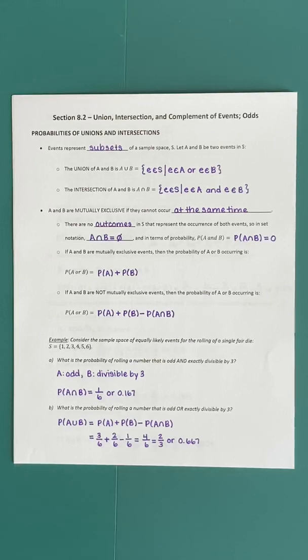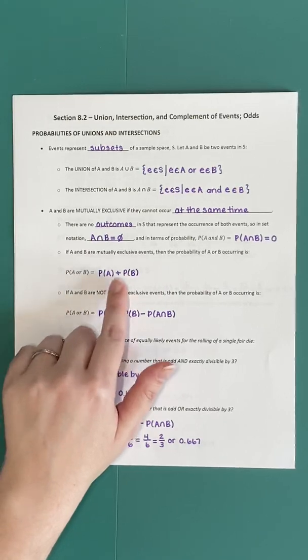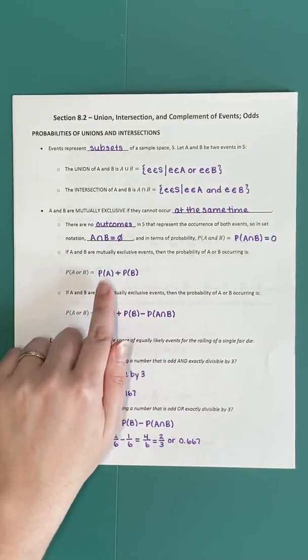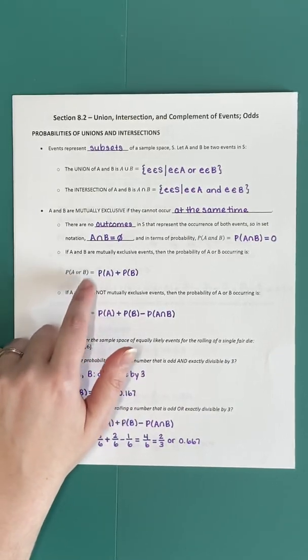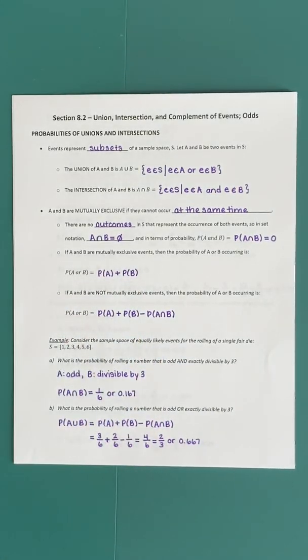Now, if A and B are mutually exclusive, then the probability of A or B occurring is just going to be the probability of the first event plus the probability of the second event. Think of this in a sense as combining all the different outcomes representative of one event or the other, which also just results in combining the resulting probabilities.